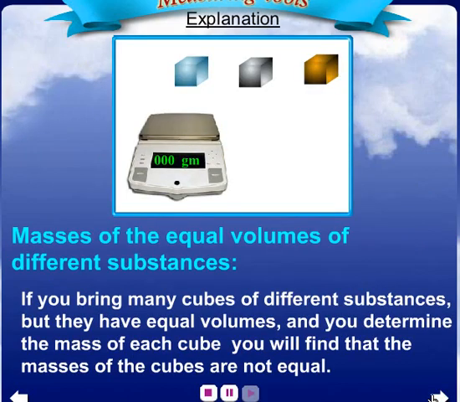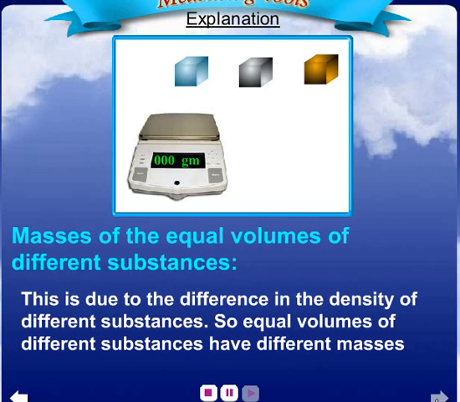Masses of the equal volumes of different substances. If you bring many cubes of different substances, but they have equal volumes, and you determine the mass of each cube, you will find that the masses of the cubes are not equal. This is due to the difference in the density of different substances. So, equal volumes of different substances have different masses.